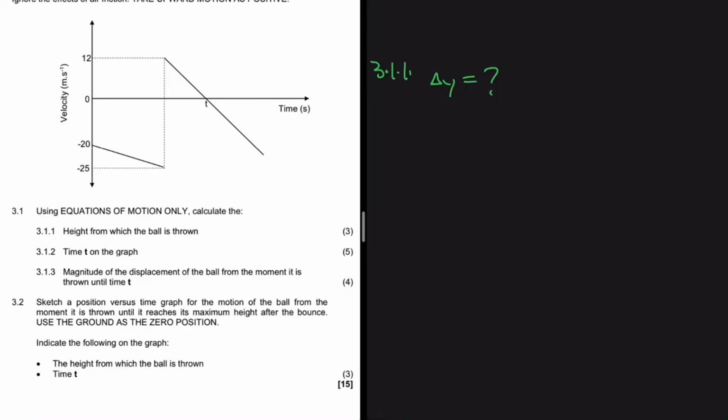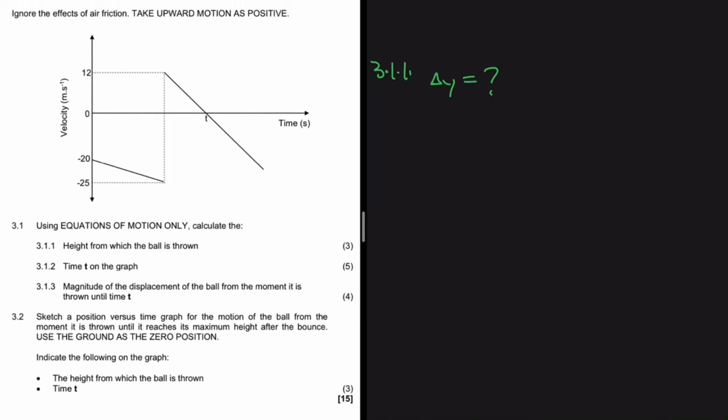Problem solving 101: we look at the information we have and try to use that information to find what we don't have. So what information do we have here? At t equals 0, we have the velocity at which the ball is thrown, which will be our VI, given as minus 20 meters per second. When the ball hits the ground, it has a velocity of minus 25 meters per second, so our VF in this instance would be minus 25 meters per second. We know acceleration.